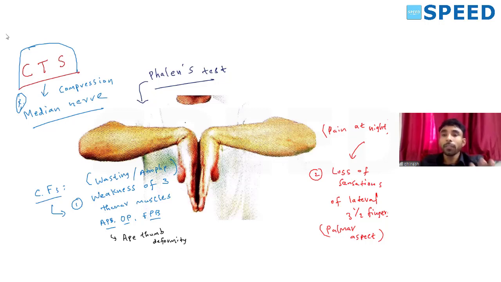So please take care of this image. This may be an image based question asked in your exam. This test is called Phalen's test, which is used for the diagnosis of carpal tunnel syndrome. When the patient is asked to flex the wrist and approximate the hands, the symptoms of carpal tunnel syndrome will be produced. Fine.